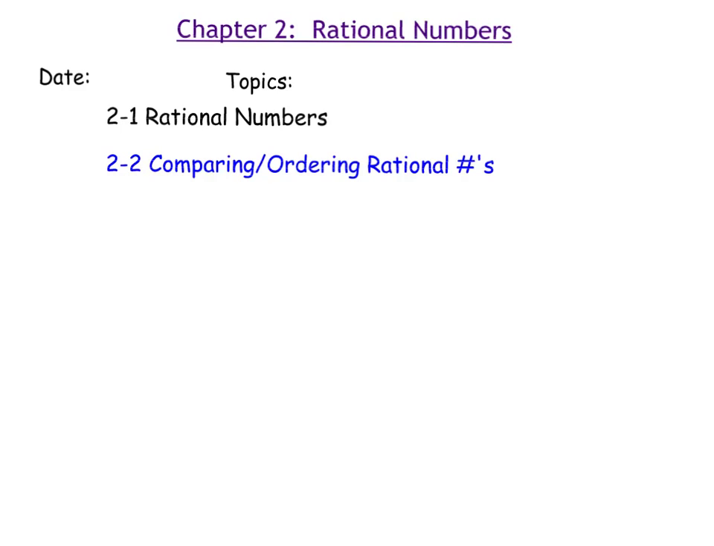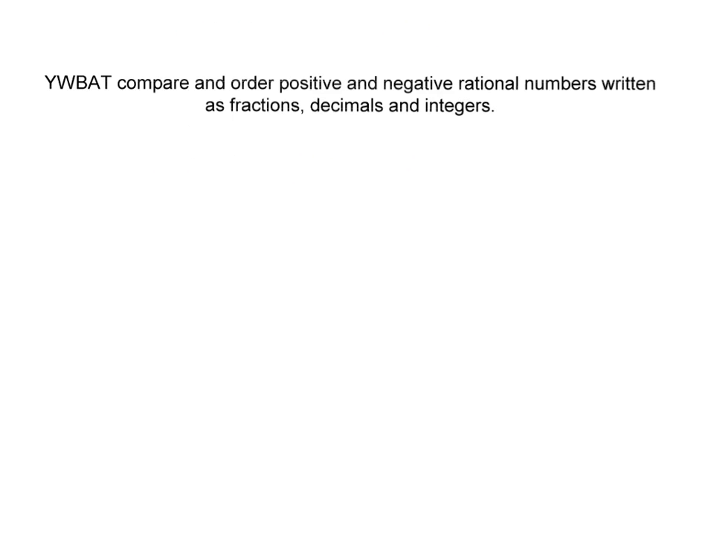Hi everyone, we are ready for the next day in chapter 2, which is called Comparing and Ordering Rational Numbers. Take all this down on your table of contents. The objective today is to compare and order positive and negative rational numbers when they are written as fractions, decimals, and we see them as integers.